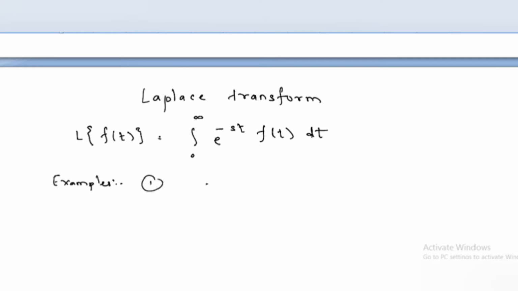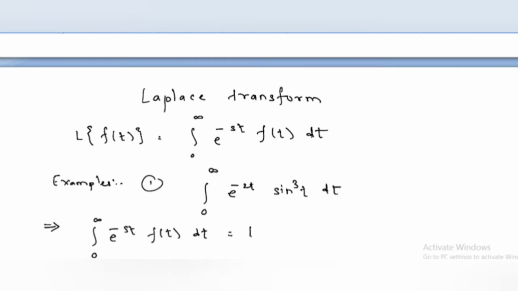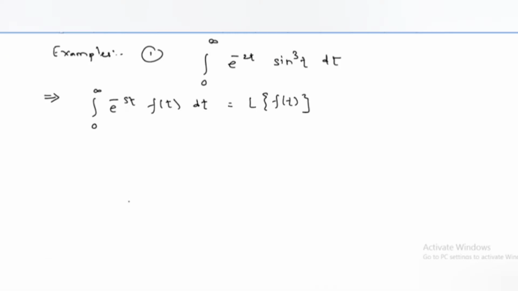Solve the integration from 0 to infinity e raised to minus 2t into sin cube t dt. Here we apply the definition of Laplace transform. By definition of Laplace transform, e raised to minus st f of t dt is equal to Laplace of f of t. So we compare this equation with the given equation.